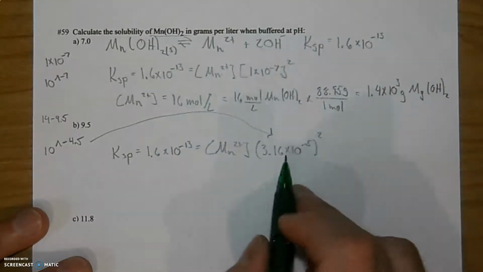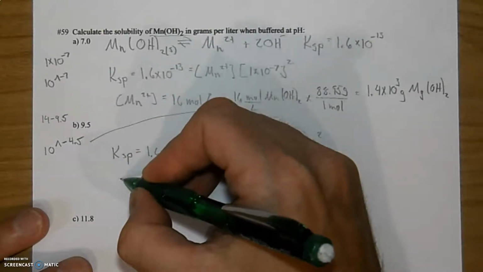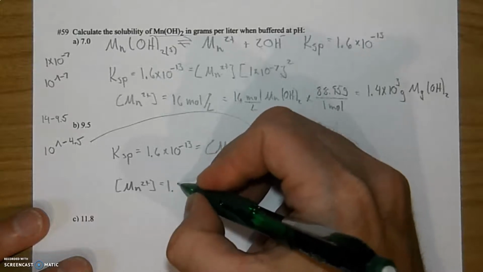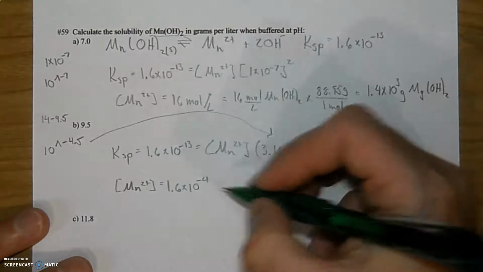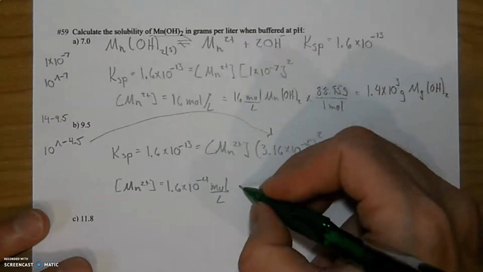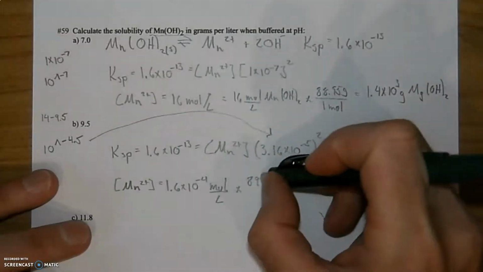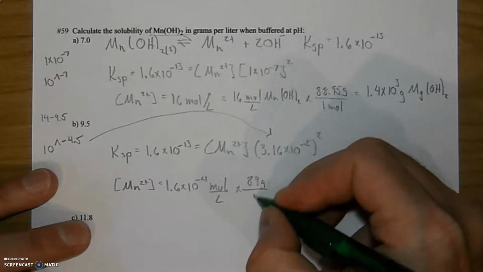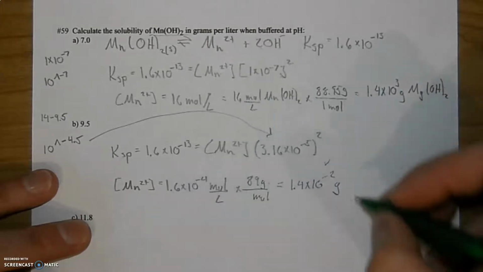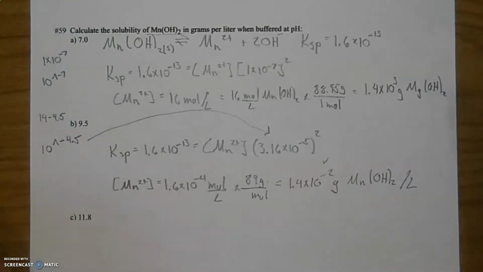And therefore, when I do the math, it's going to give me an answer for manganese. And I will also make the assumption, I'm going to write this down as such, the manganese concentration is equal to 1.6 times 10 to the negative 4, so quite a bit different, moles per liter. I'm going to make the understanding that's also the manganese hydroxide. It's a 1-to-1 relationship. Times roughly 89, not moles, grams per mole. And that'll give me an answer of 1.4 times 10 to the negative 2 grams of manganese hydroxide per liter.